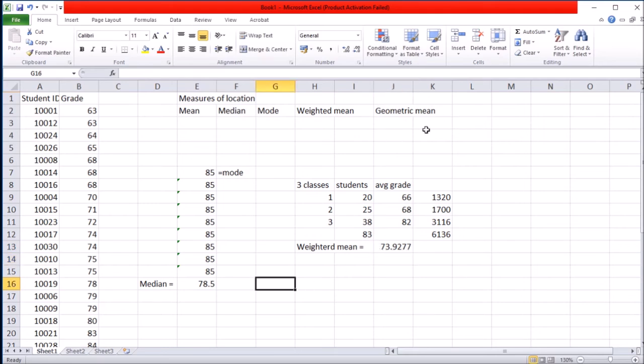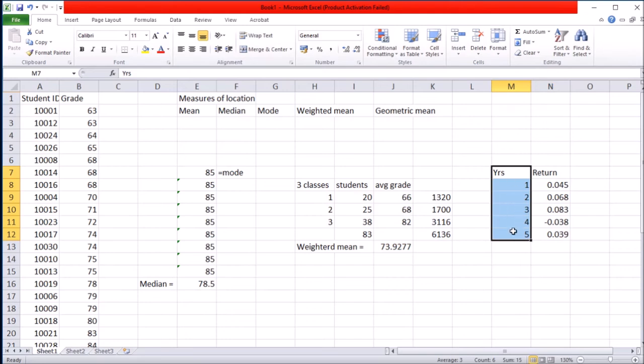And lastly, geometric mean. This is usually used for percentage increases or decreases in some variable. So let's get some data. Let's say you have investments going on for 5 years, and these are your returns. 4.5% in the first year, 6.8% in the second year, and so on. So in the fourth year, you lose 3.8%.